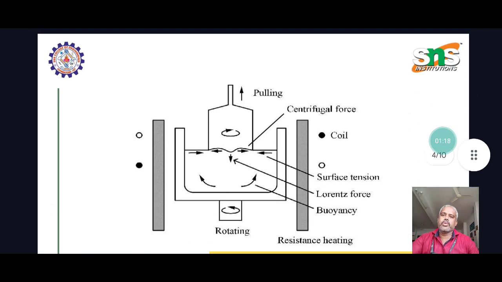This is a block diagram showing the crucible. The rotating motor, rotor and stator turn in opposite directions, so the molten material is rotated inside, and the crystal grows according to the pulling rate. So the crystal growth is high in this method. The centrifugal force acts on the molten liquid, which is maintained by an electric furnace coil outside, so the temperature is maintained. Surface tension and temperature act together with the Lorentz force.